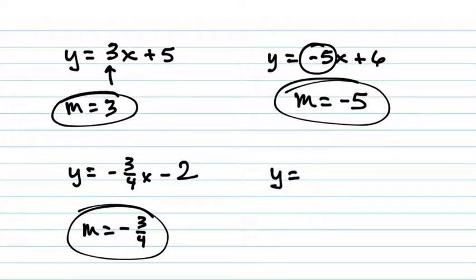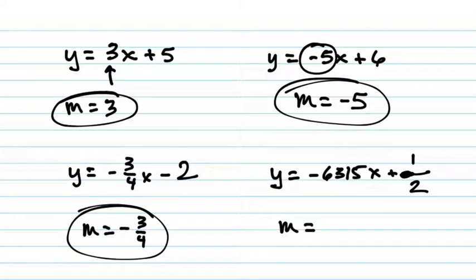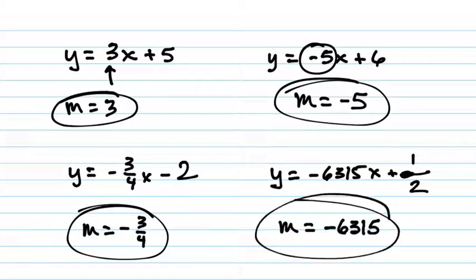y equals negative 6,315 x plus 1/2. Who cares? Is it solved for y? Yes. Then where's my slope? In front of the x. So what number is it? Minus 6,315. There's your slope. It doesn't matter. It can be a fraction, a decimal, a whole number, a very small number, or a big number.